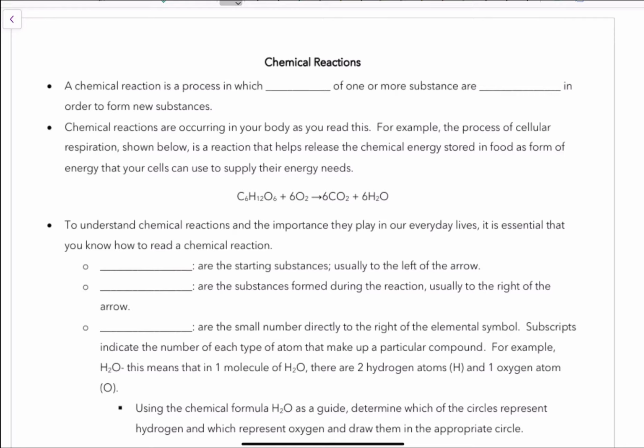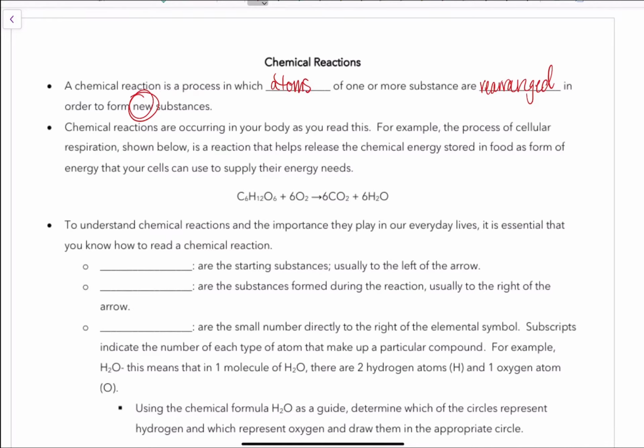A chemical reaction you've actually learned about before. You've previously learned about physical and chemical changes, and a chemical change is a chemical reaction. So it's a process in which atoms of one or more substances are rearranged in order for new substances to be formed. So the key is new substances. We're looking for something new.